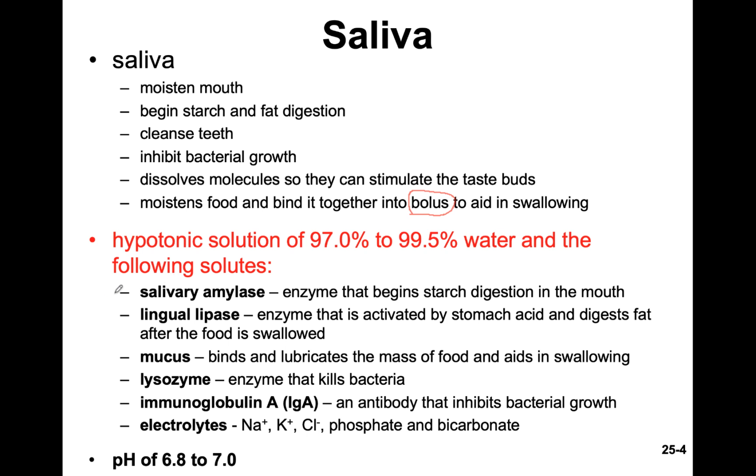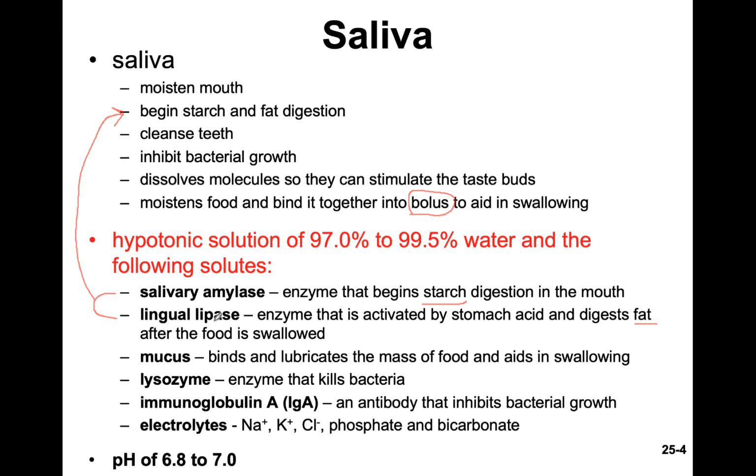Salivary amylase and lingual lipase, these two are the enzymes found in your saliva. It is because of these that you're able to do starch and fat digestion in the mouth. It is very, very little starch and fat digestion, but nonetheless, you do begin breaking down starches and fats inside of your mouth because of saliva. Salivary amylase breaks down starches. Lingual lipase breaks down fats.